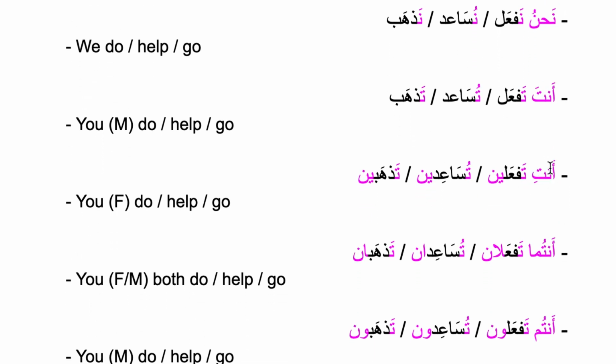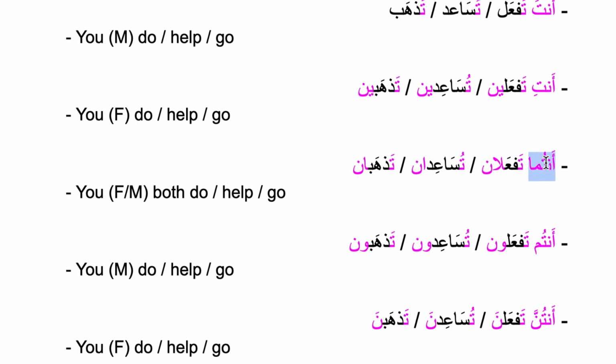The next example, anti, also means you, but for a singular female. Taf'alin, taf'alin. Anti has a prefix and suffix, and the prefix of anti is the same as anta, and the suffix of anti is ya and noon. So we use the form of anta and we attach the suffix of anti to the end of the verb. The second example, tusa'idin, tusa'idin, and it means you help. The third example, tadhhabin, tadhhabin, and it means you go for a singular female.